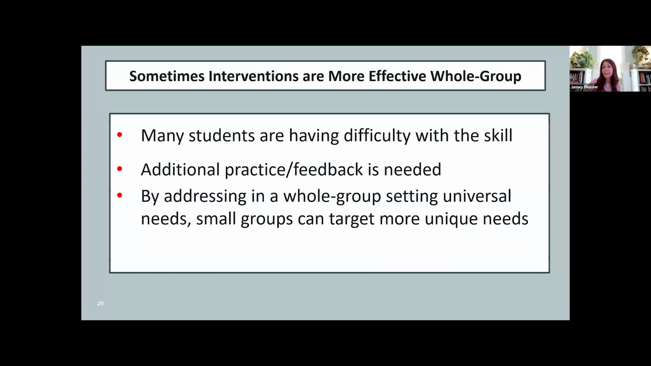If I can address large groups of needs that are similar in a large group setting, I can reduce the amount of time that students are working independently. I don't have to rotate three different groups through the teacher table if we're all working on the same skill. We can work on it together in a larger setting, again, if the skill is similar. That will not work, obviously, if the skills are different.